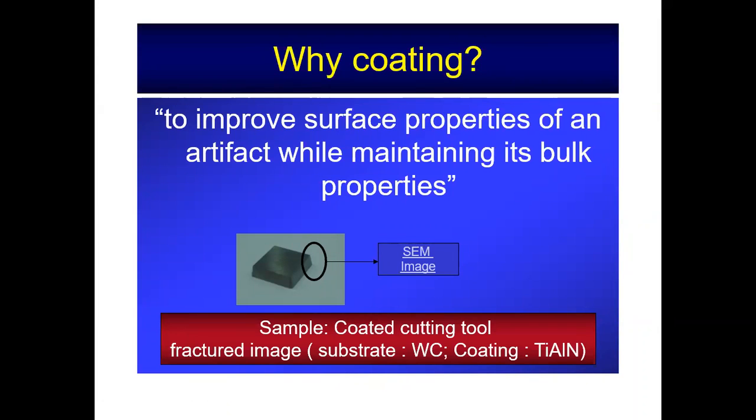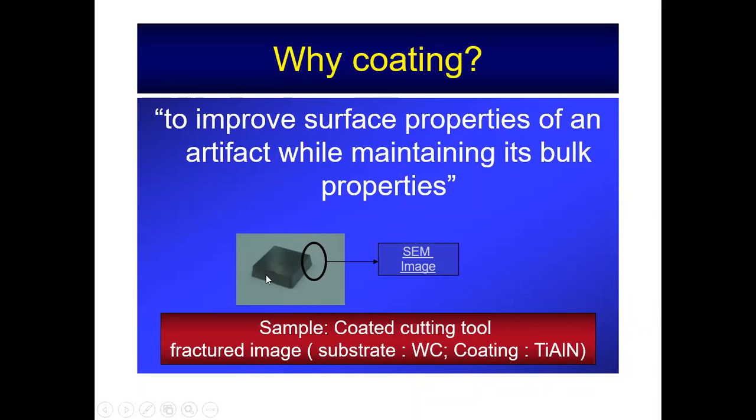The application of coating is actually to improve the surface properties of an artifact while maintaining its bulk property. So for example, this is a cutting tool, and usually a cutting tool is made of tungsten carbide or HSS, high-speed steel, and so on. But if you want to change the property such that it can last longer during machining, then we can deposit a coating material on top of it. Usually this coating material is much more superior compared to the substrate, the base material.